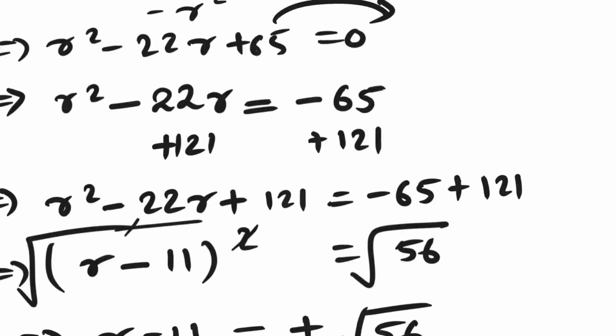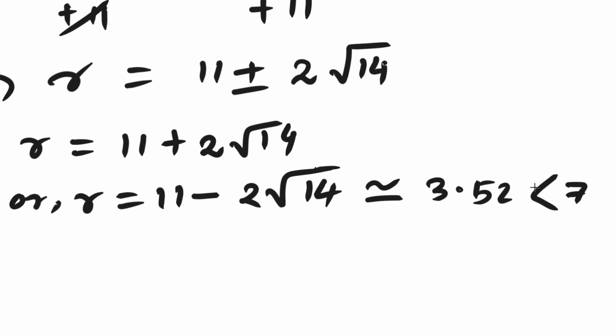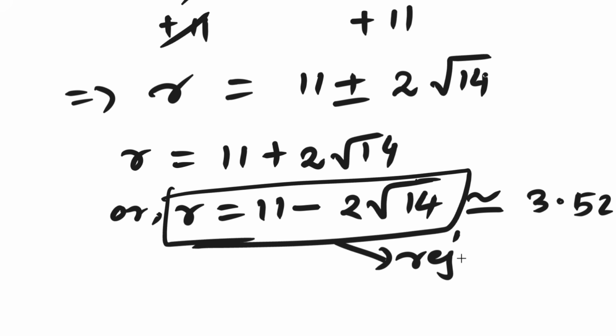Let's check the smaller solution. We have 11 minus 2 square root of 14. Numerically, that is approximately 3.52. But 3.52 is less than 7. That means R minus 7 would be negative, which is impossible for the length of a segment in our diagram. So, we reject that smaller root.